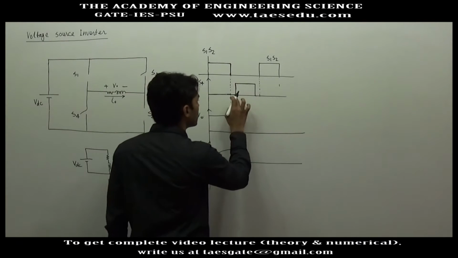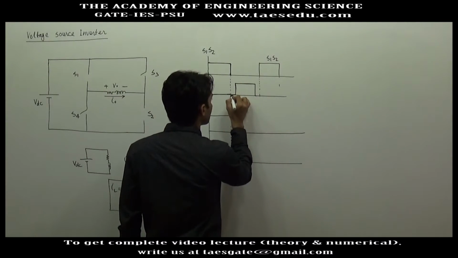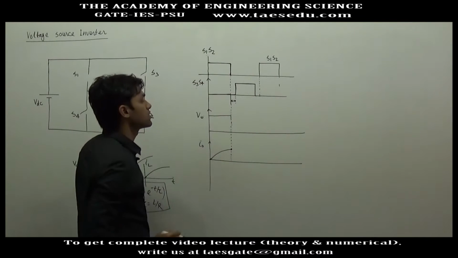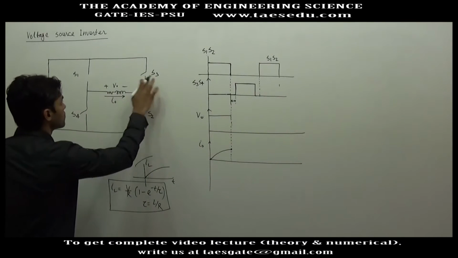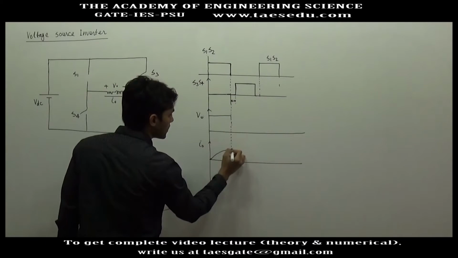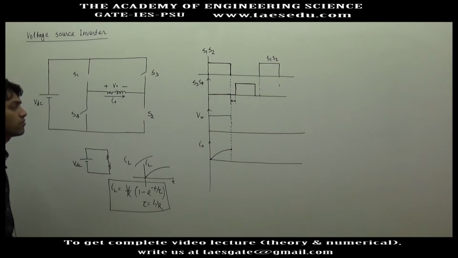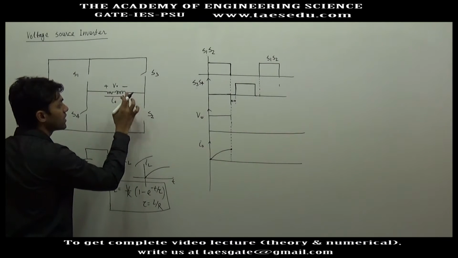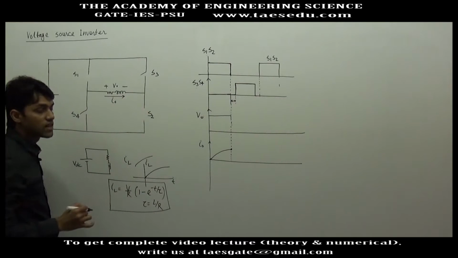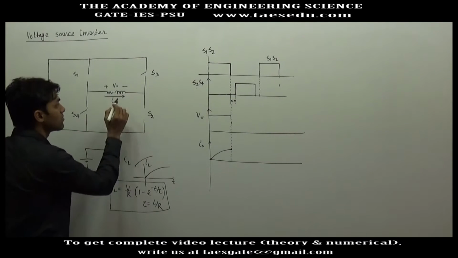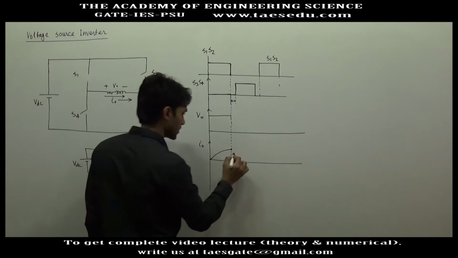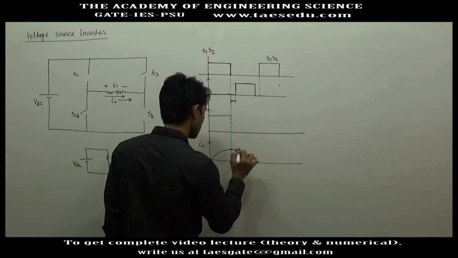Now in this gap, what will happen? Consider this region only. In this region, neither S1, S2 nor S3, S4 are conducting. So all the switches are open, but at this point the inductor has gained some amount of current. And you know that inductor current cannot be made instantaneously zero, so we are required to give some path to this inductor current.